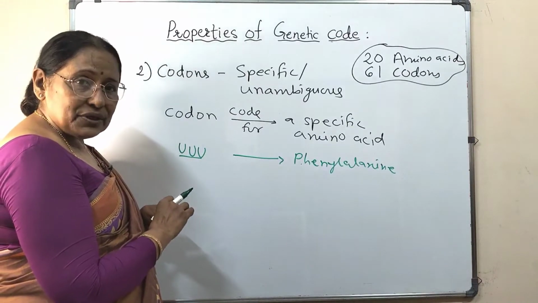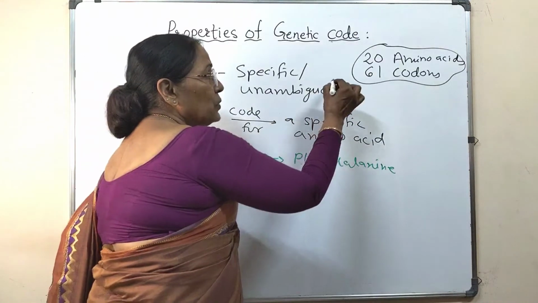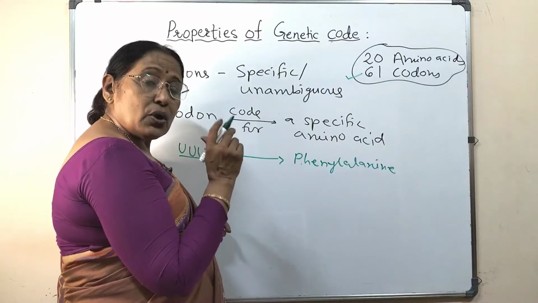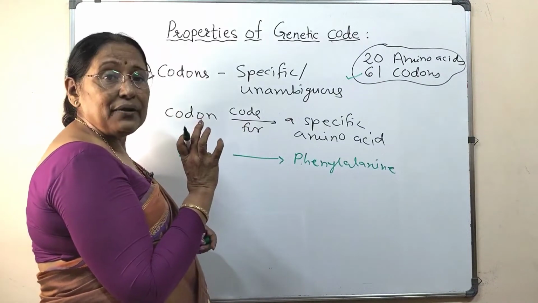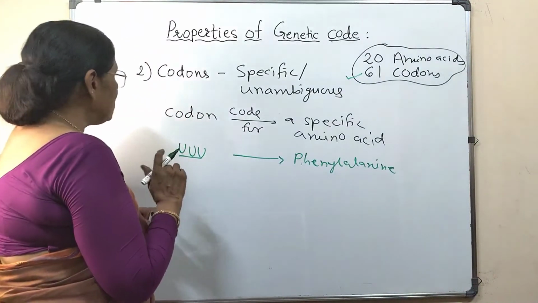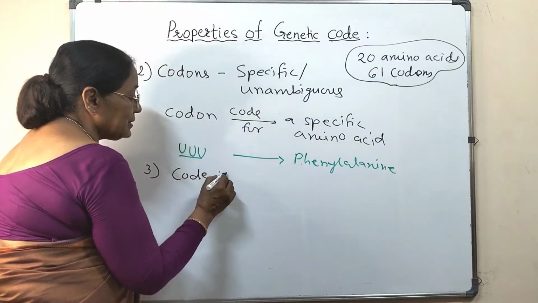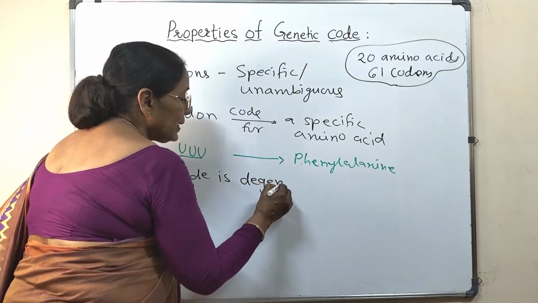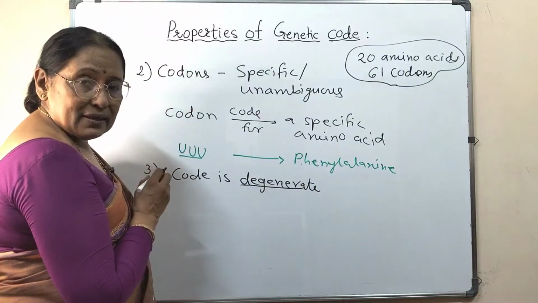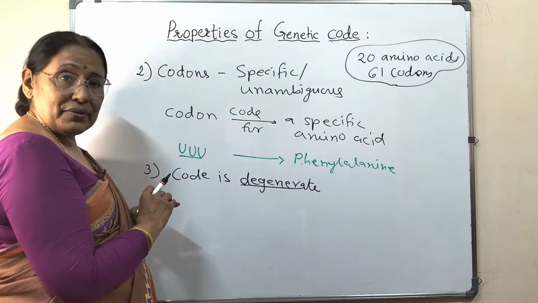Now, the next question which will automatically come to your mind is that the codons are 61 in number and the amino acids are 20. So how are 61 codons coding for only 20 amino acids? The answer here also is simple. The code is degenerate. Don't get afraid of the name degenerate. What does it mean? Let us see. It simply means that more than one codon can code for a single amino acid.